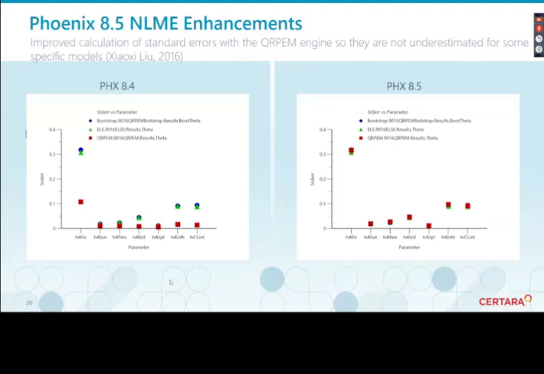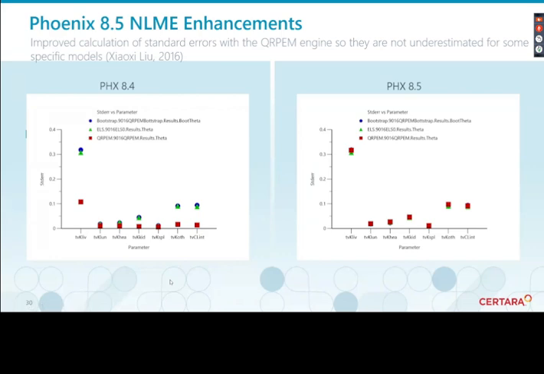NLME has also improved the way that the QRPEM engine calculates standard errors. The standard error calculations involve calculating the derivative of the log likelihood functions. In previous versions of QRPEM, these derivatives are numerically calculated by the finite difference method. The finite difference method usually gives a reasonably good approximation, but sometimes the optimal step size cannot be determined, and this can lead to inaccurate approximations like we see here.